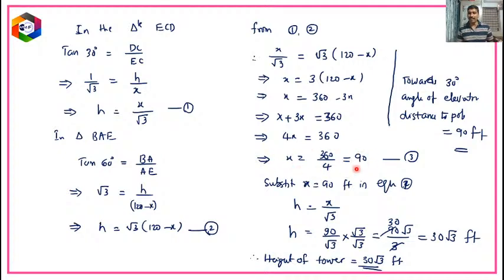Once we get 90, substitute x equal to 90 in equation 1. Now h is x by root 3, that is 90 by root 3. Since the denominator is an irrational part, I multiplied and divided with root 3. So 90 root 3 by root 3 into root 3, which is 3, and 3 into 30 is 90... finally the answer will be 30 root 3. So the height of the tower will be 30 root 3, and the distance towards the 30 degrees angle of elevation tower is 90 feet. Towards 60 it is 30 feet. Why? Because 120 minus 90.